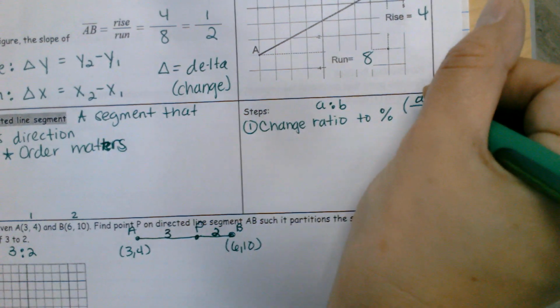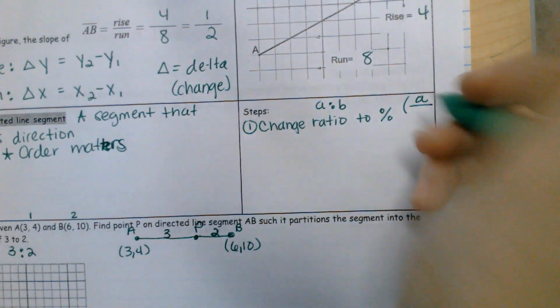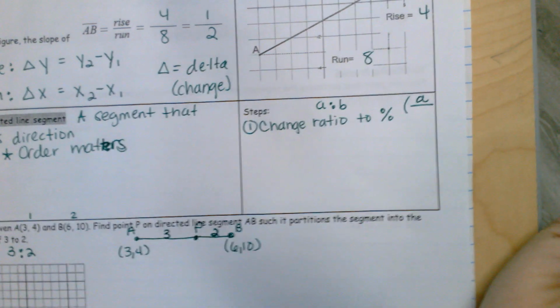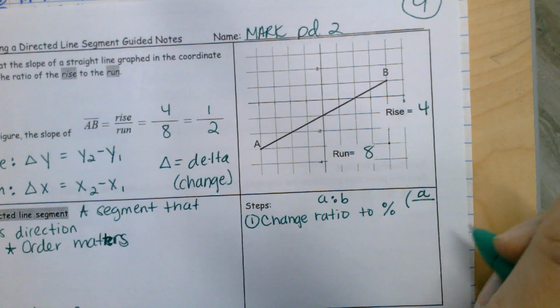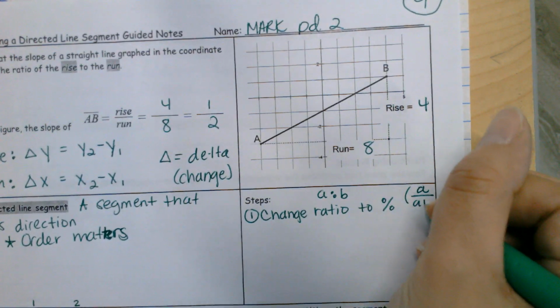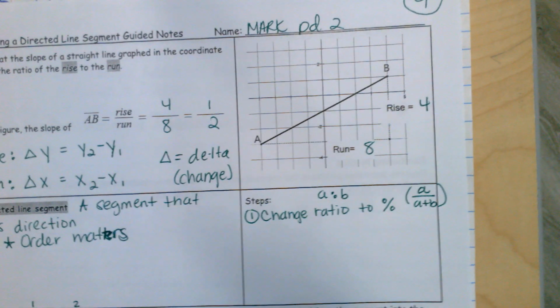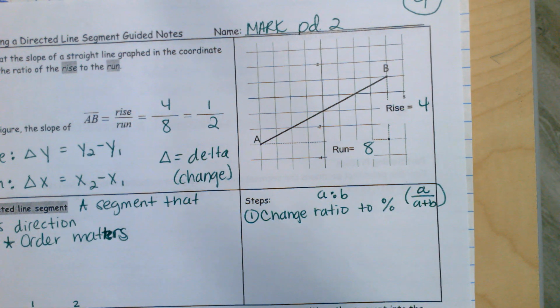Add the two denominators, or add the two parts. I like to call it part over whole, but it's really just A over A plus B. That's the formula version of it. If you feel like you need a formula, it does get a little bit messy. I don't like dealing with formulas if we don't have to.